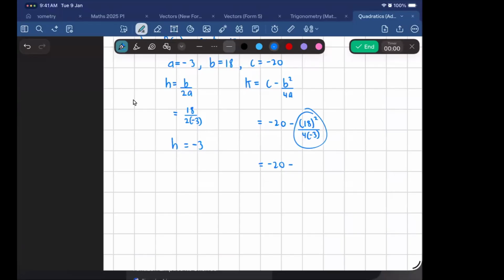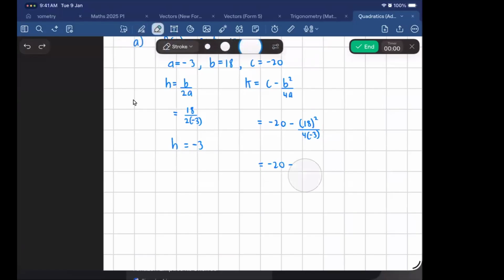So 18 squared over 4 by minus 3 is minus 27. And then we have the minus on the outside. So where's our minus by minus? Positive. All right, so that's going to be minus 20 plus 27. What's minus 20 plus 27? 7. Right, so k is equal to 7.